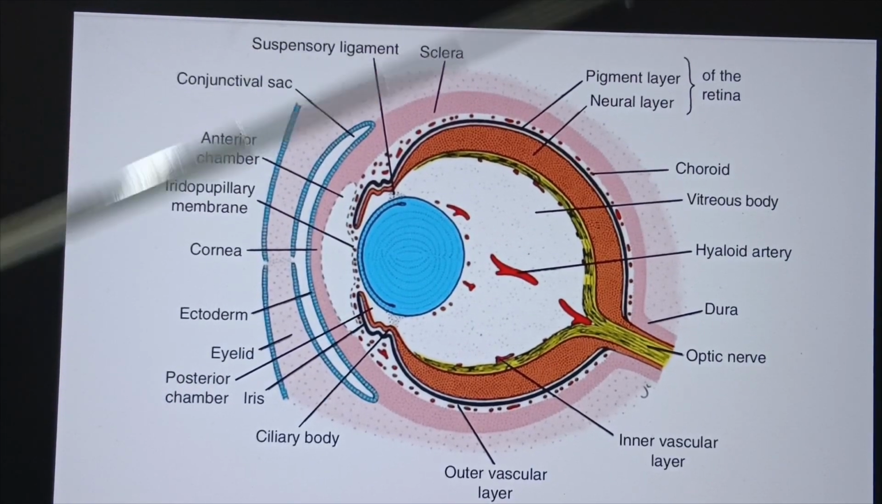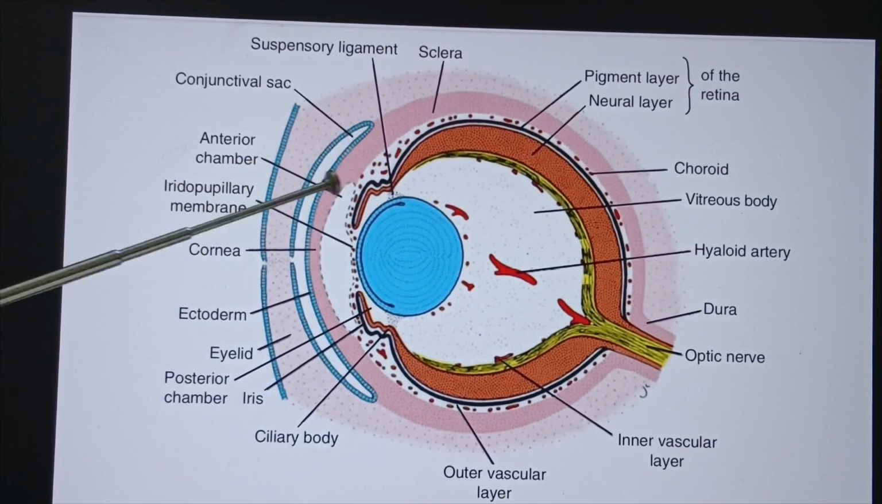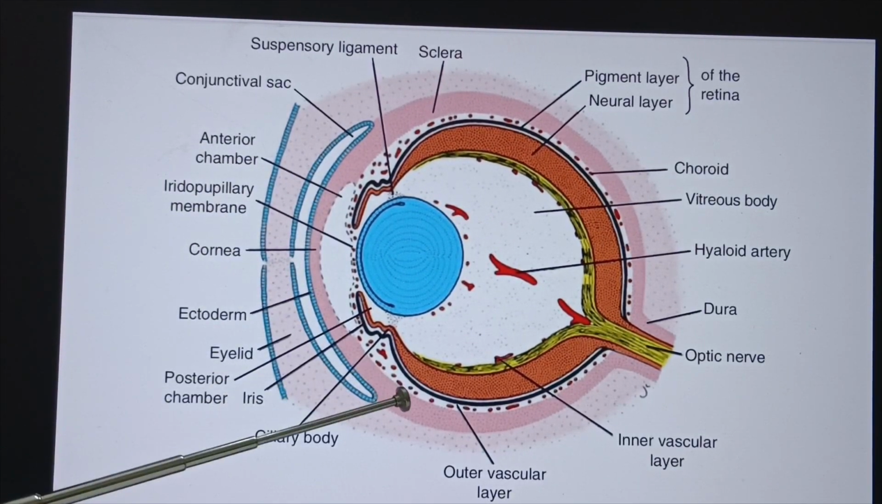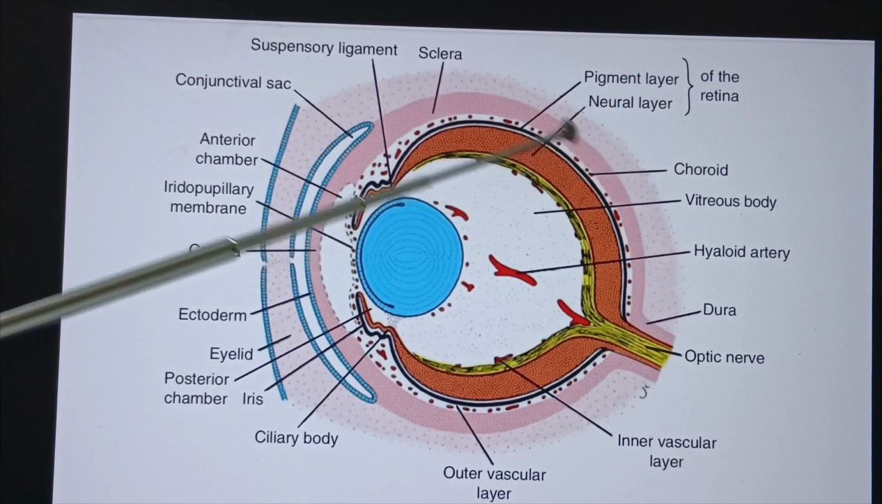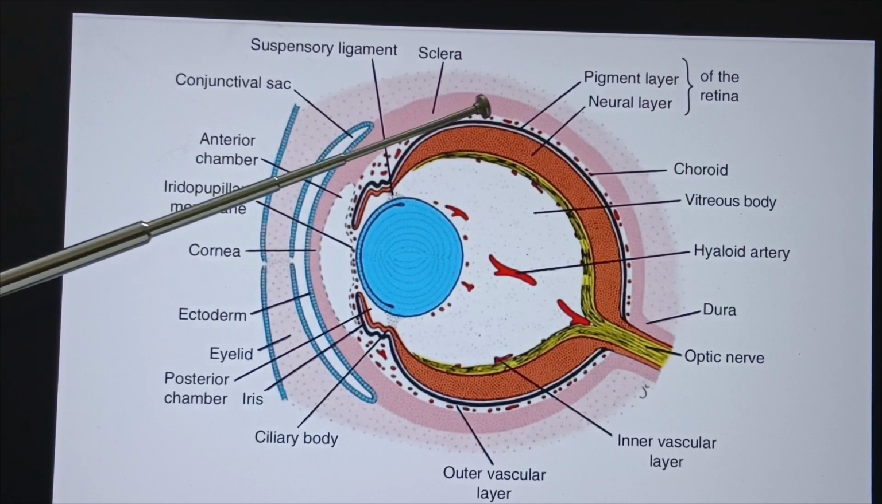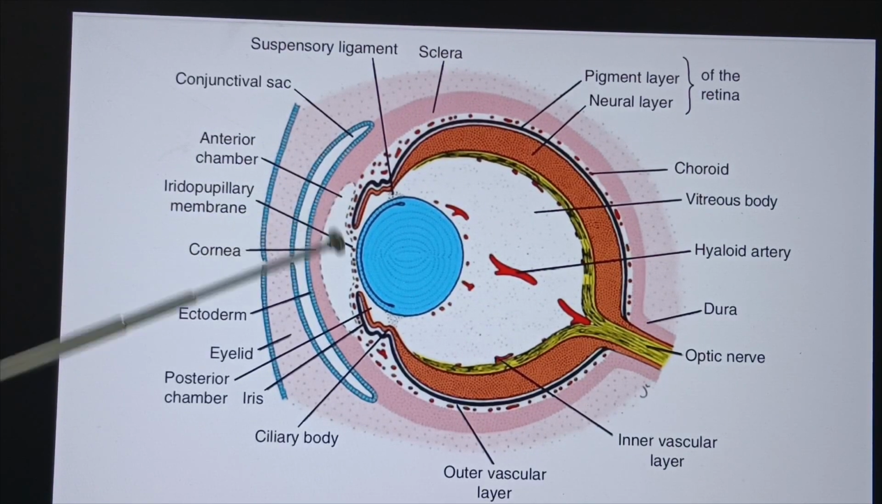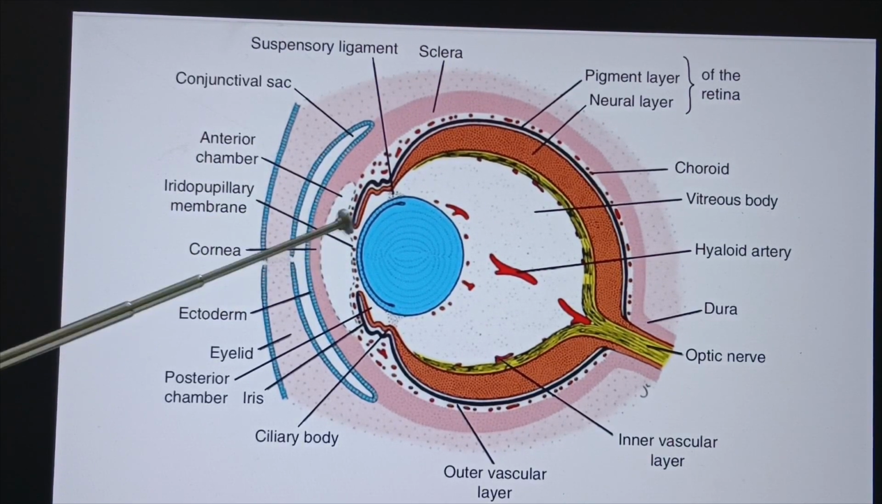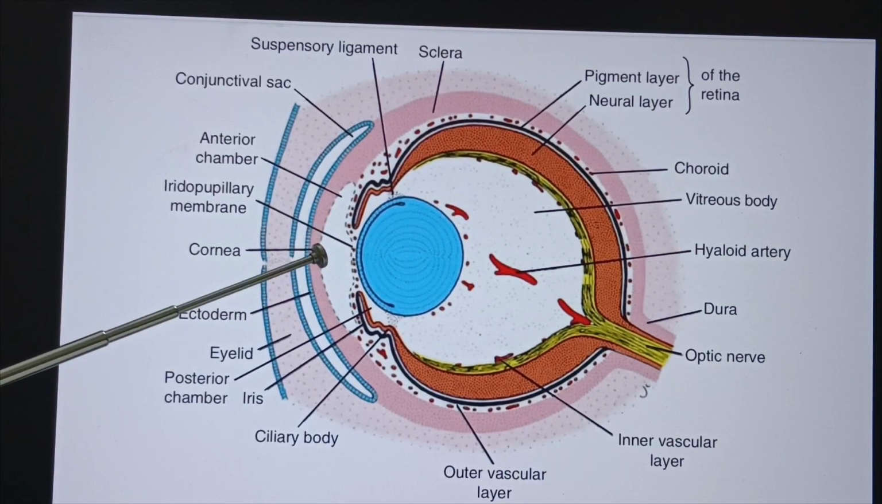Now you can see that we have got mesenchyme, this pink colored structure all around, and this mesenchyme is of neural crest cell origin. It is forming the sclera on the outer side and the choroid right next to it. When you come anteriorly, it takes part in the formation of the anterior chamber. It forms the iridopupillary membrane and also contributes to the formation of the stroma of the cornea, right?